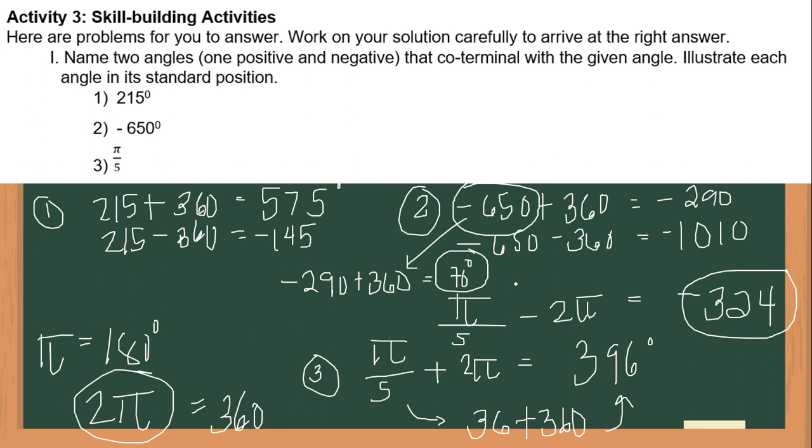Next. We won't illustrate, we don't have enough space. The 215 is in quadrant 3, and number 3 is in quadrant 1. Then for negative 650, just count the rotations. What quadrant is negative 650? Where is it?